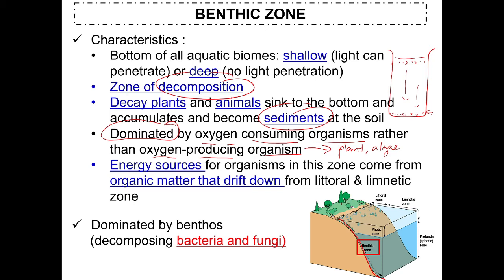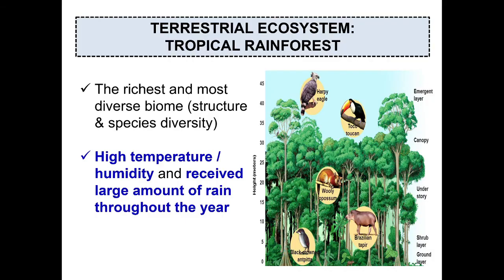The energy source for these organisms comes from organic matter that drifts down from littoral and limnetic zone. Kalau littoral tu drift down maksud dia tenggelam, kalau daripada tasik dia akan jatuh juga ke dasar. Dominated by benthos, kita panggil organisma yang duduk di kawasan dasar ni, kat tanah-tanah, kat lumpur tu sebagai benthos, which includes decomposing bacteria and also fungi.